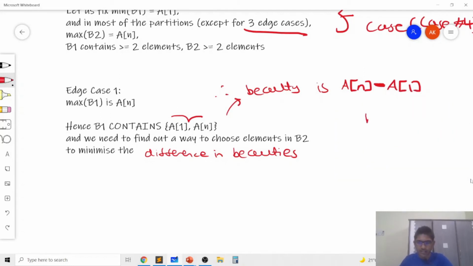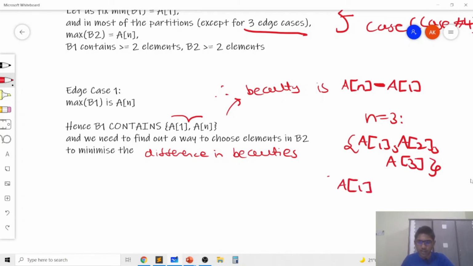Then when n is 3, the array contains 3 elements A1, A2 and A3. So notice that A1 is less than or equal to A2, which is less than or equal to A3. Then there could be only 2 possibilities. The first is that the first partition contains A1 and the second partition contains A2, A3. And the second possibility is that the first partition contains A1, A2, and the second partition contains A3.